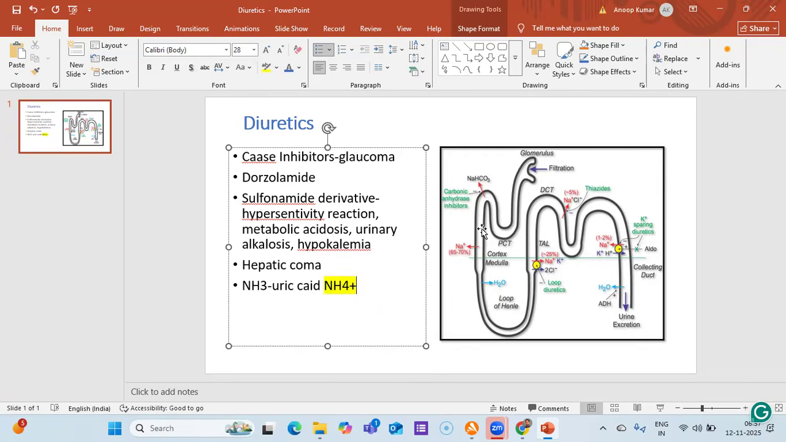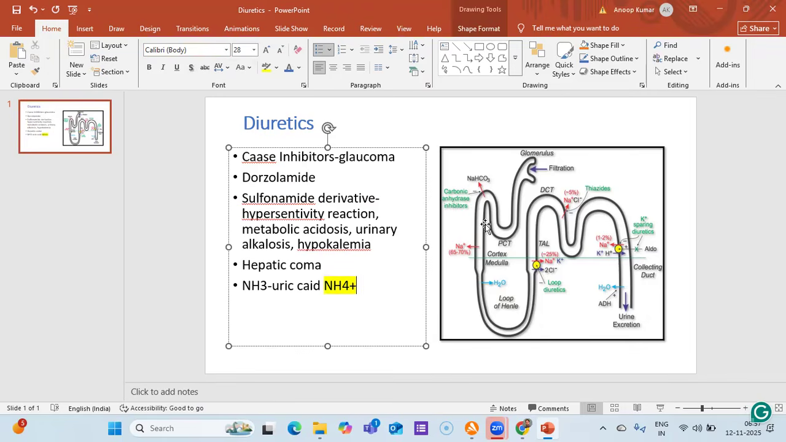But if you are giving the patient a carbonic anhydrase inhibitor, what will happen? H positive ions will be less here. If H positive ions are less, ammonia will not convert into ammonium ions. And this ammonia is not charged, so it is going to reabsorb back. It can cross the blood-brain barrier and can precipitate hepatic coma. So this is the contraindication, right?